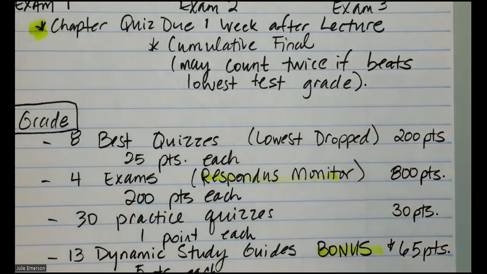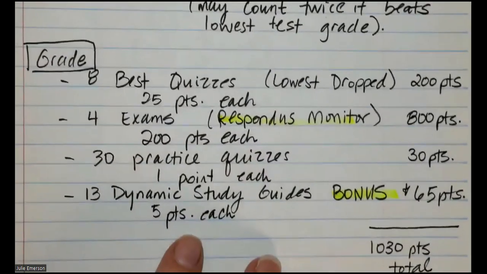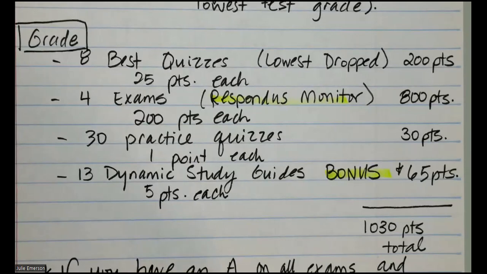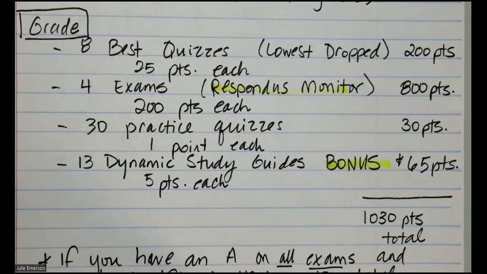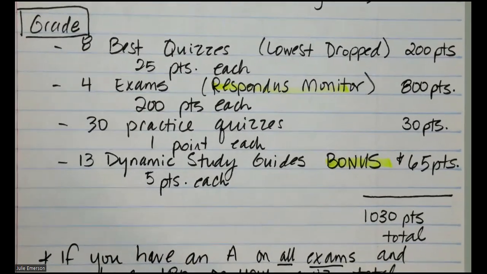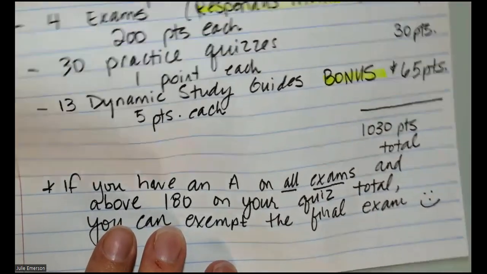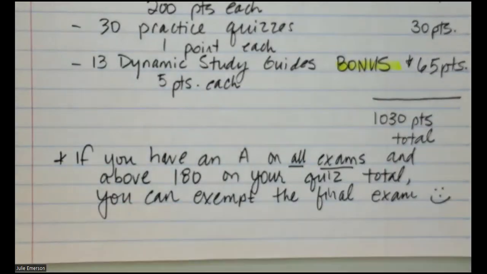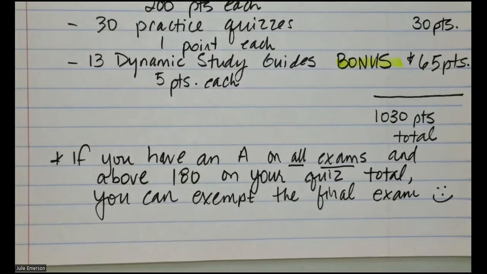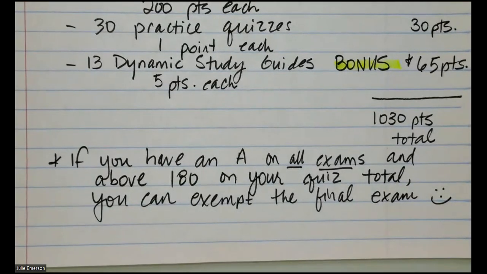The 30 practice quizzes, as I mentioned, those are just 1 point apiece. So that's 30 points. And then those dynamic study guides that are on the Pearson website, that's a bonus of just about 6% added to your grades. So definitely do not miss out on those points. All right. And then this is a little bit that everybody's always interested. If you have an A on all of your exams and not an A on every credit quiz, but an A overall.